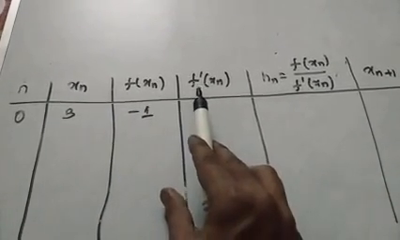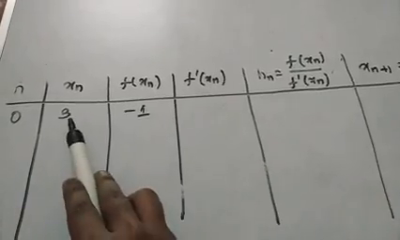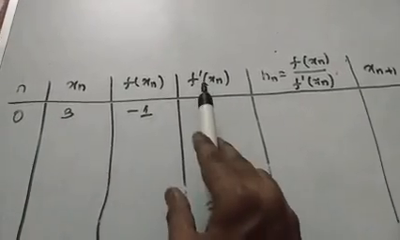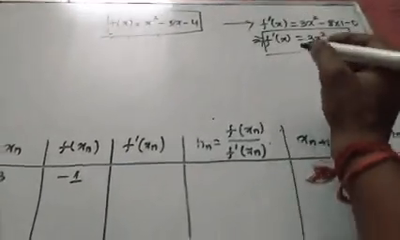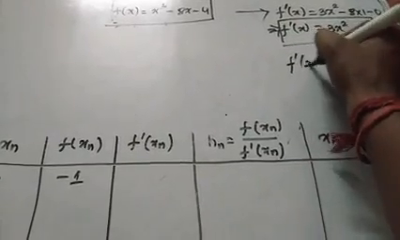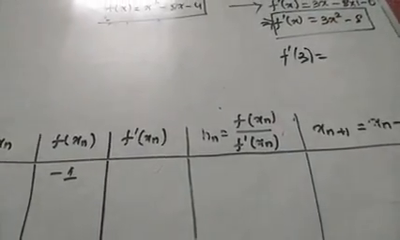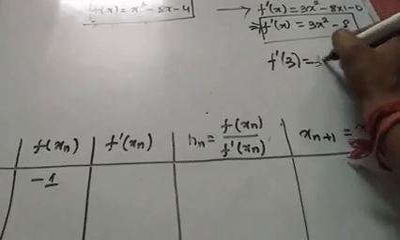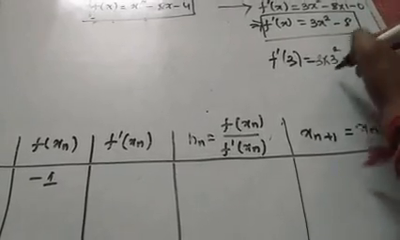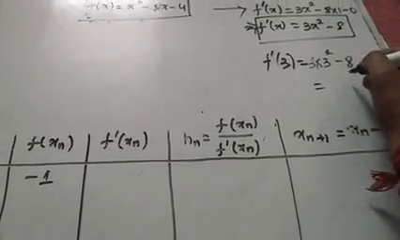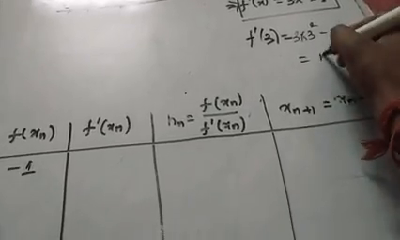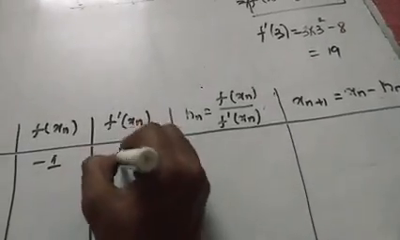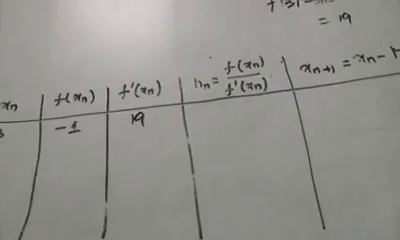Now f' at the point xn. What was the xn for the first step? 3. So we have to find f'(3). What will be f'(3)? 3 into 3 square minus 8. That is how much? 19. So we will write here 19. Okay.